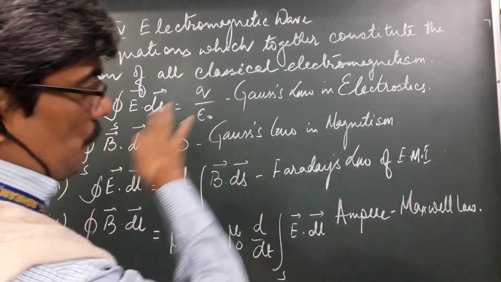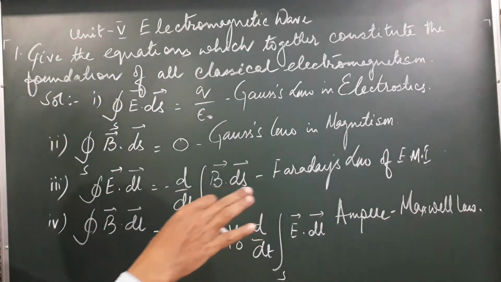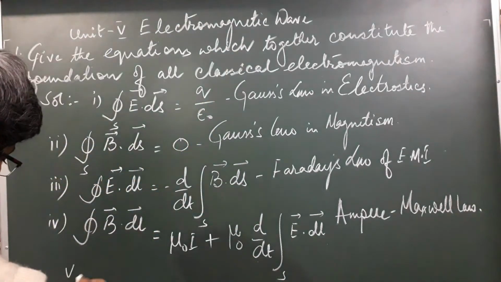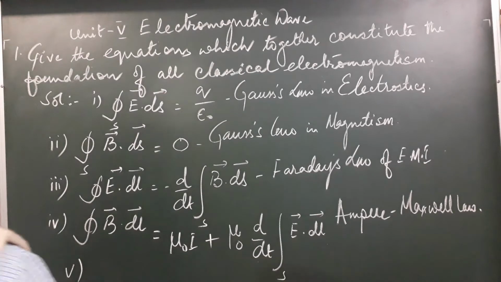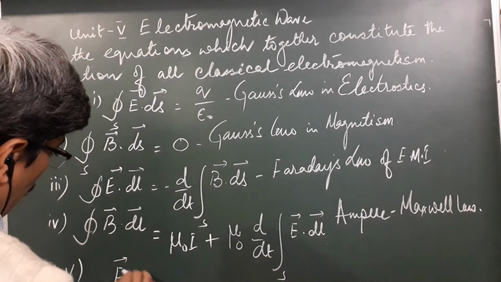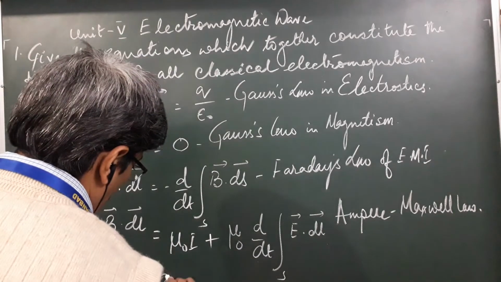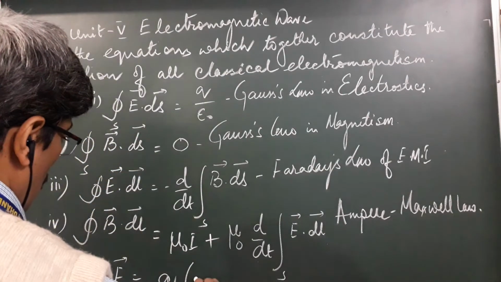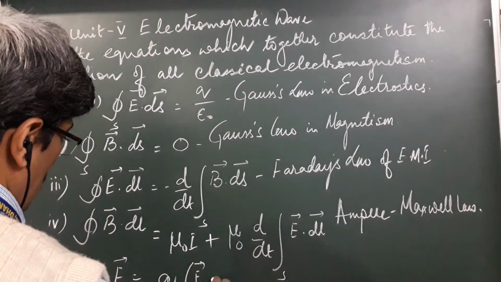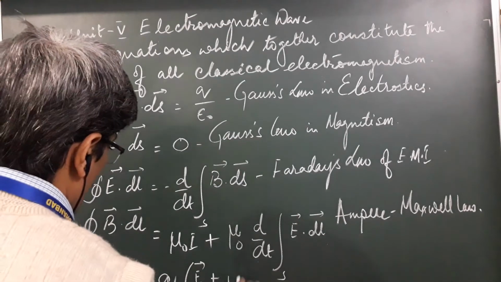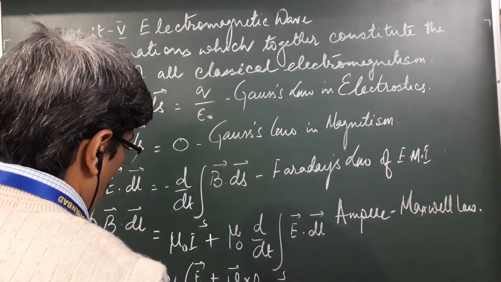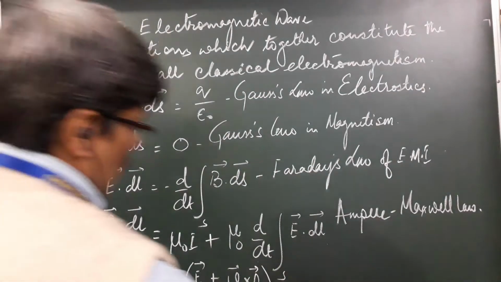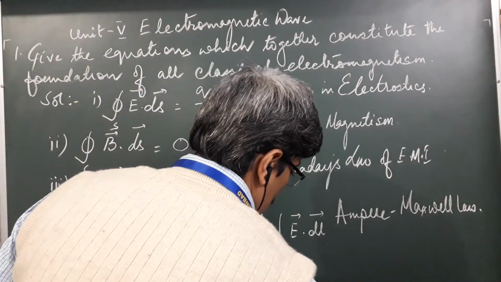Apart from these four equations, there is another allied equation which often comes handy. The fifth one is the force of interaction, which is given by the net force equals Q multiplied by E plus V cross B. This is called the Lorentz force.